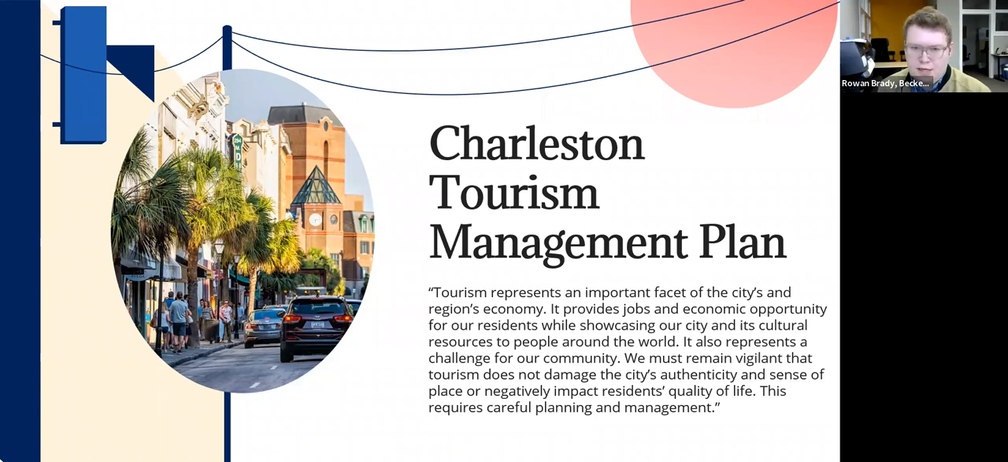Of the six case studies we're covering today, Charleston is probably most analogous to Traverse City. While it's not a perfect one-to-one match, most of the ones we're covering today are more rural and environmental in nature. Charleston is certainly more of a developed city than the other five we're covering today. And as stated in the Charleston Tourism Management Plan, tourism represents an important facet of Charleston's and the region's economy. It provides jobs and economic opportunity for our residents while showcasing our city and its cultural resources to the people around the world. It also represents a challenge for our community. We must remain vigilant that tourism does not damage the city's authenticity and sense of place or negatively impact residents' quality of life. This requires careful planning and management. Next slide.